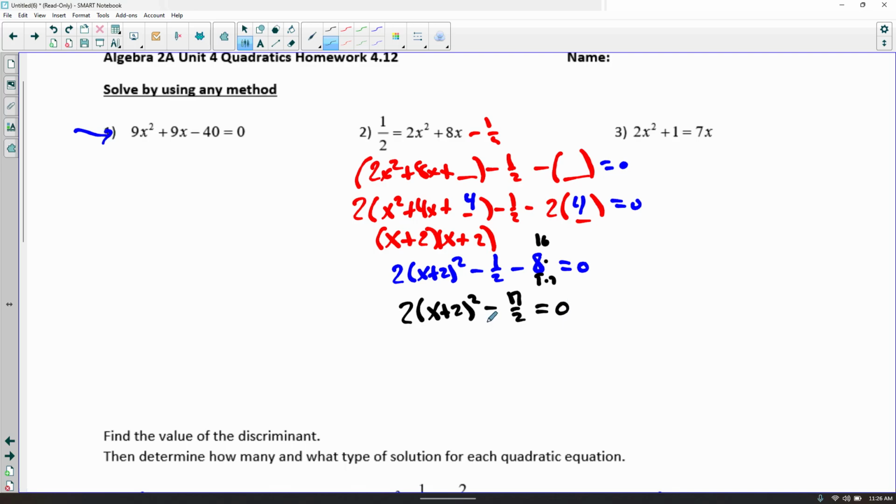Yeah, add the 17 over 2. Make it positive 17 over 2. Multiply by the multiplicative inverse. So that 2 goes away, and I'm going to isolate the x plus 2 squared. So your whole idea here is to get that by itself. This ends up being 17 over 4.